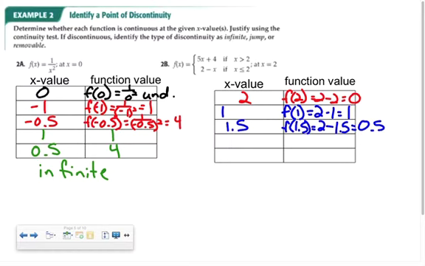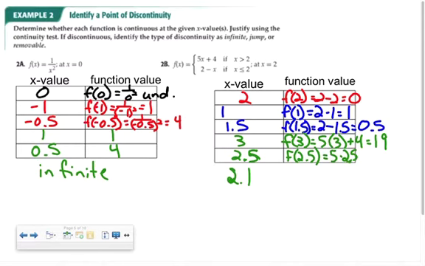So approaching 2 from the right would be 3 and 2.5. So let's find the function of 3. When I find the function of 3, I have to plug it into the first part of my piecewise function. And when I plug it into my piecewise function, I have 5 times 3 plus 4. And that is 19. When I find my function value at 2.5, I have function of 2.5 is 5 times 2.5 plus 4. And that's 16.5. And that's still not very close to 0.